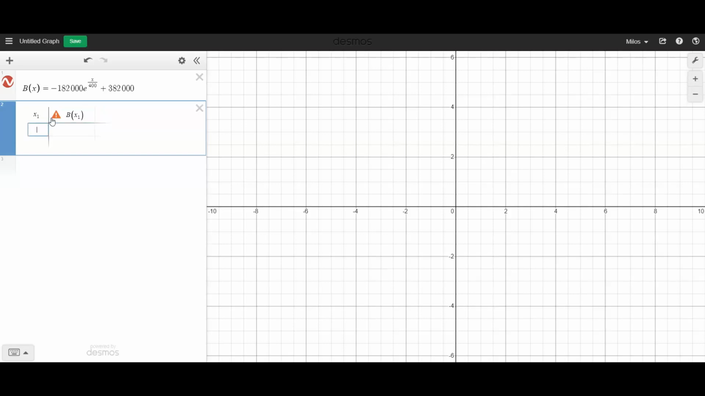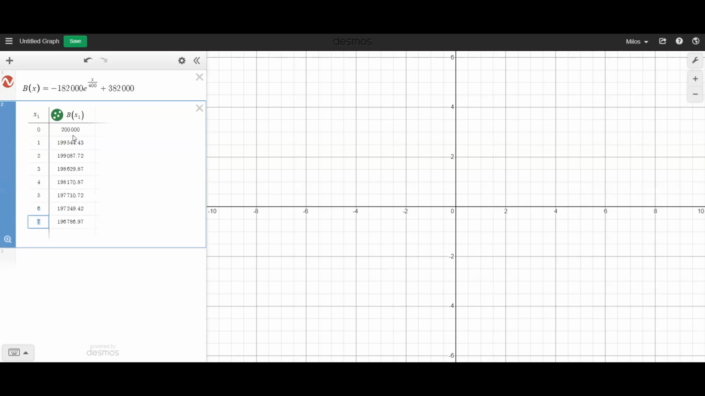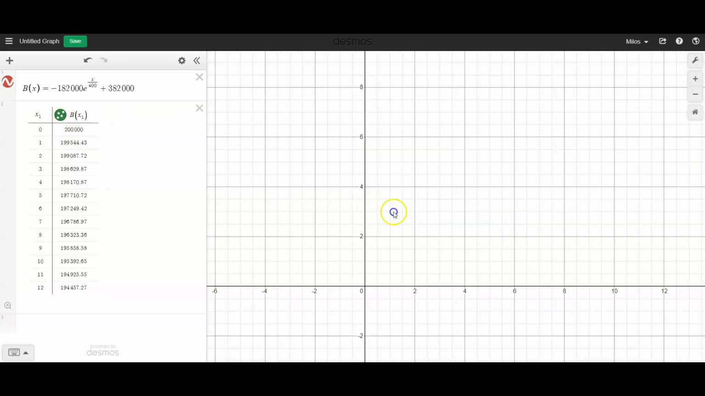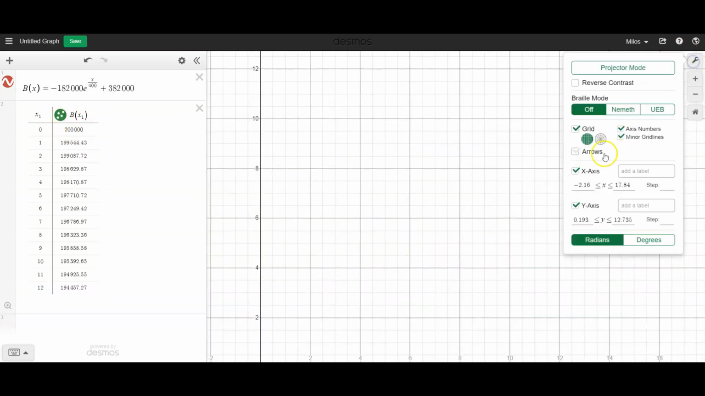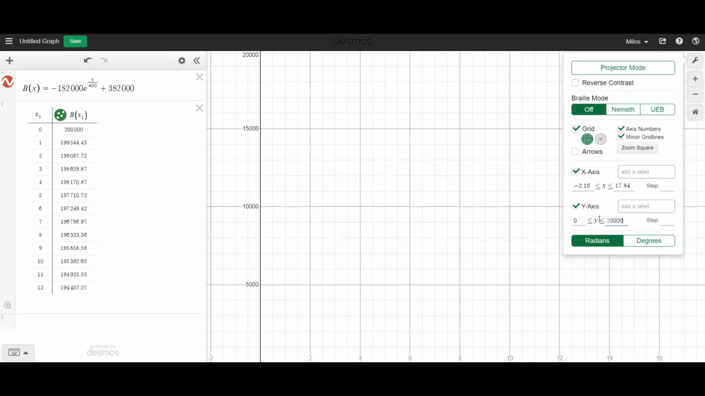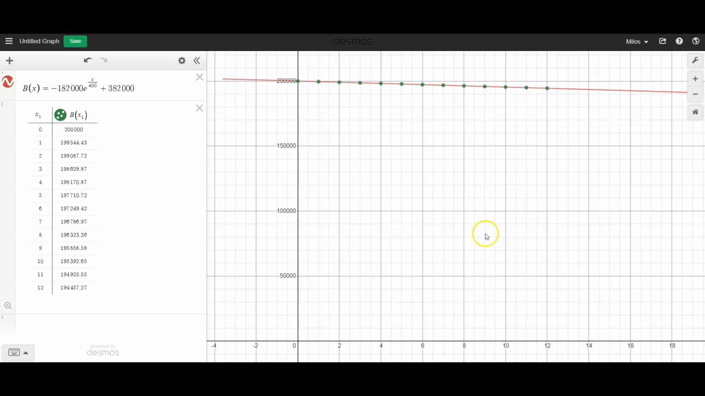So for example, if I look at times 0, well, perfect. That's exactly what I wanted. This says that the function outputs 200,000. And as you increase this input, you can see your balance is going down every month because you are making payments. It will show the ordered pairs on the graph. The reason I'm not seeing it on the graph is because, first of all, my balance starts at 200,000. So you can see there it is.